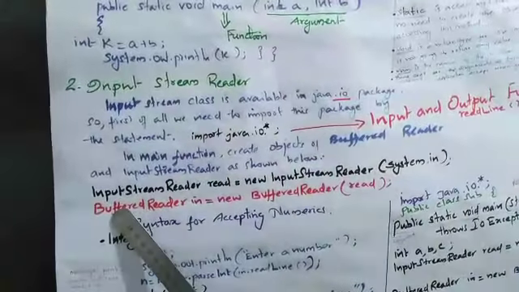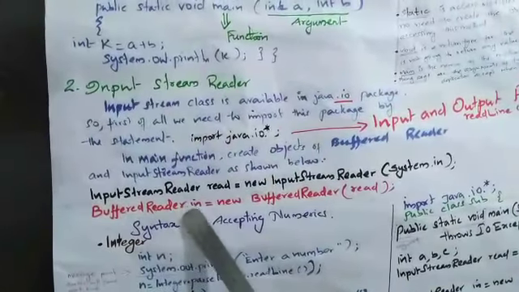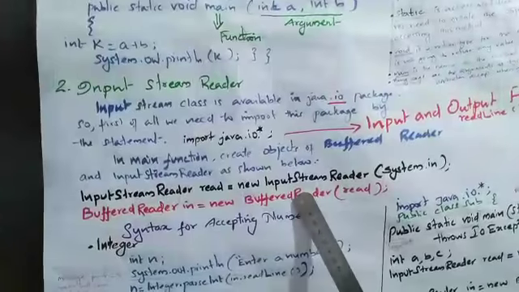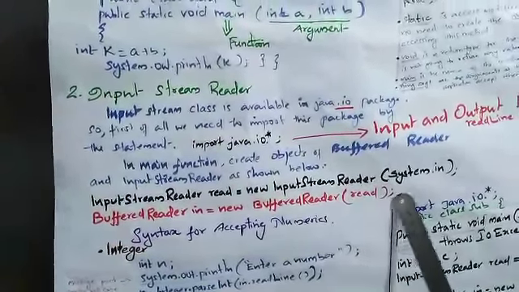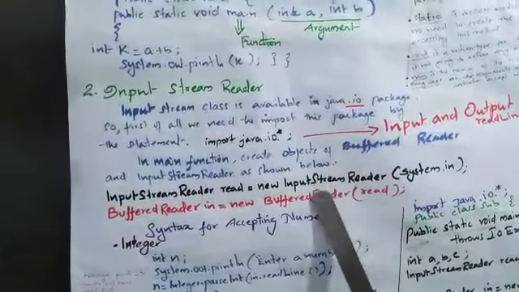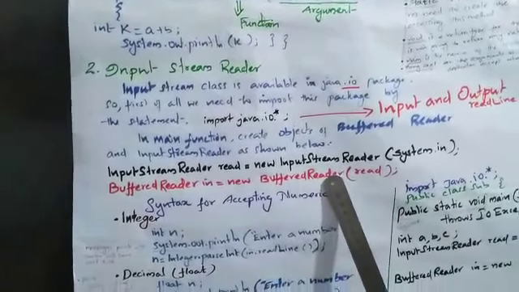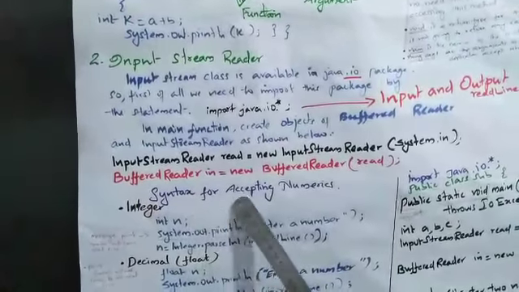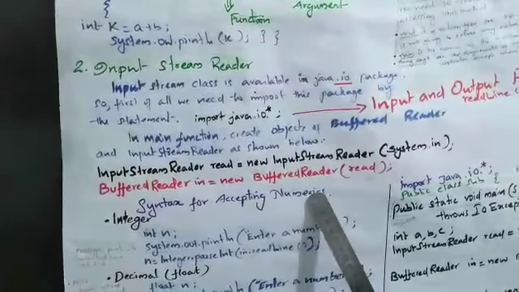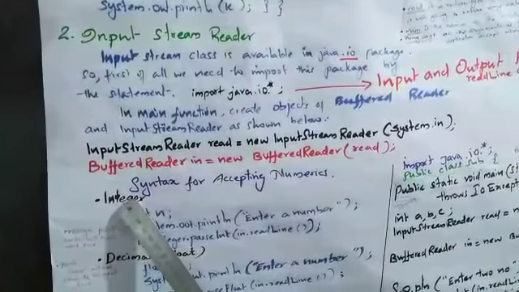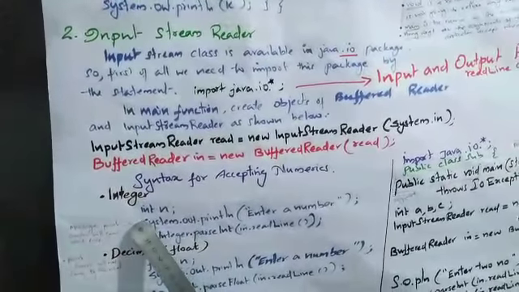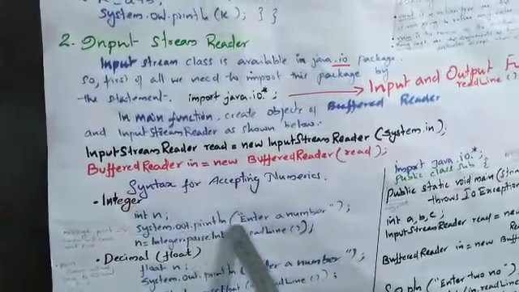The same way, next one, BufferedReader in equal to new BufferedReader. Here also B and R are capital, open the bracket read and close the bracket, semicolon. And in this way you have to use input stream reader. And these are the syntax for accepting numeric values. First one, what was that? Integer. In integer, what was that? Int n. Then System.out.println enter a number.